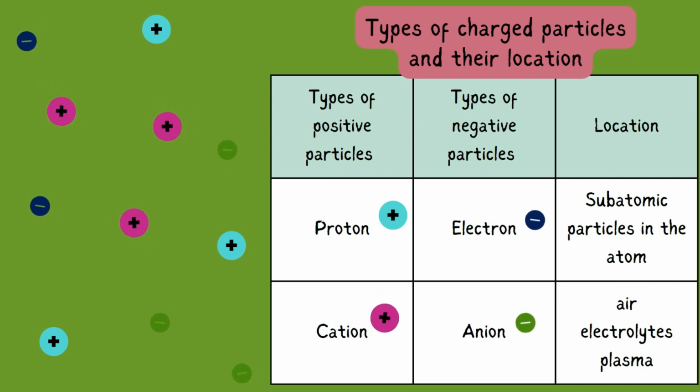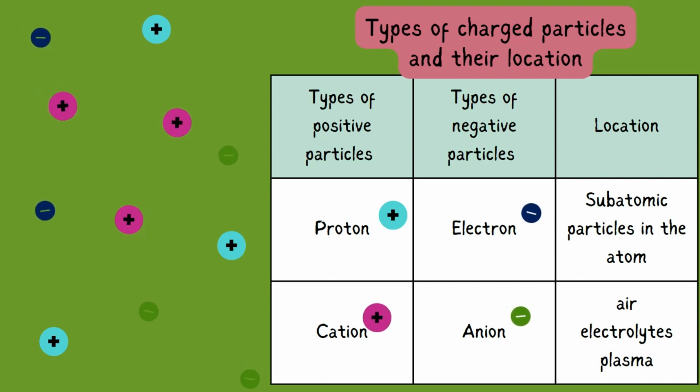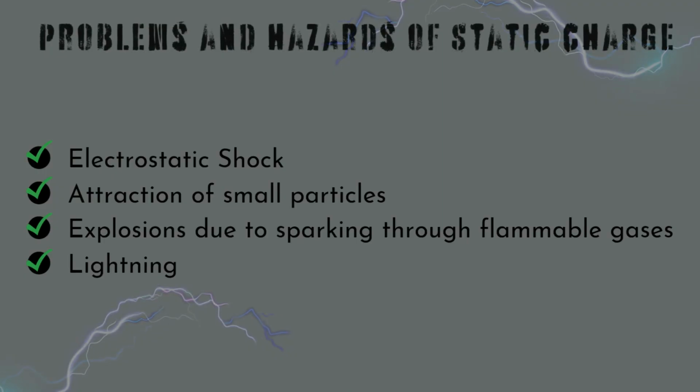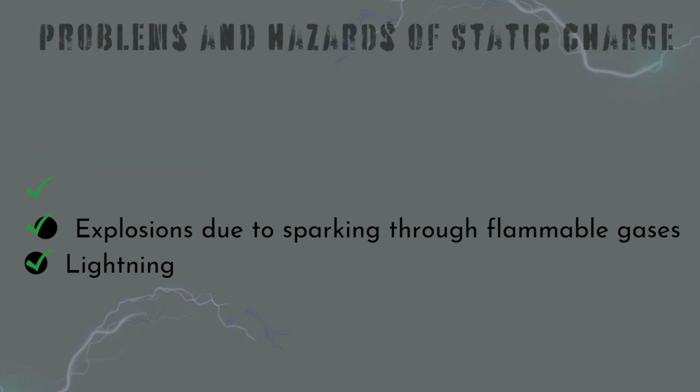The cation and anion were once atoms that either lost electrons or gained electrons. They can be found in the air, electrolytes, and plasma. Problems and hazards of static charge. We have electrostatic shock, attraction of small particles, explosions due to sparking through flammable gases, and lightning. Let's explore.